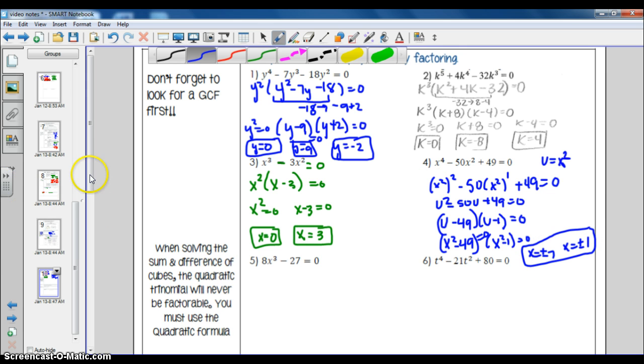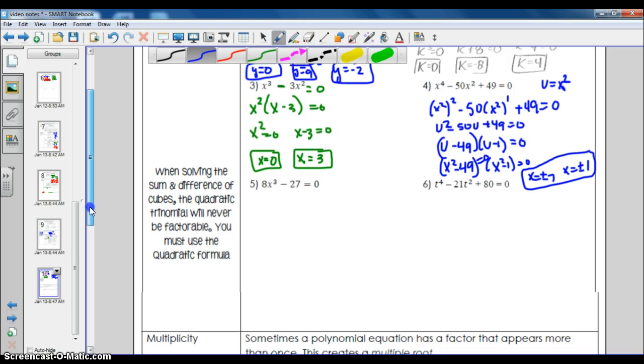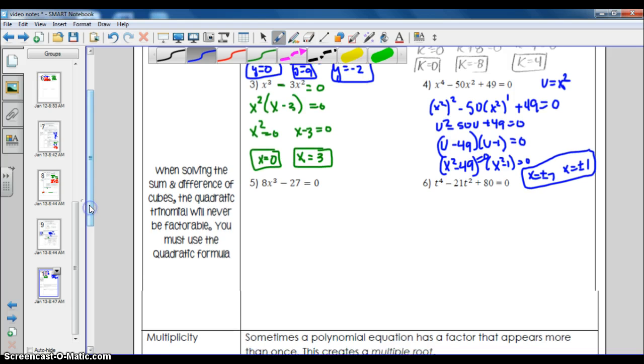And the next one is going to be a difference of cubes for this one, since we've got it cubed. So try that one on your own. And then I definitely want you to try number 6, which is just like number 4, using that u method. That will help keep your brain fresh with that. So try 5, then check, and then try 6, and then check as well.